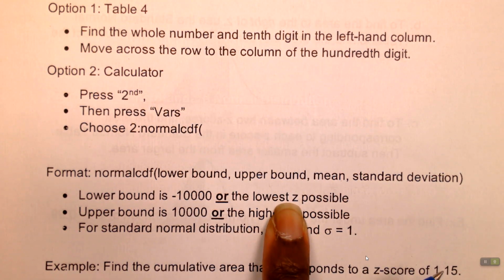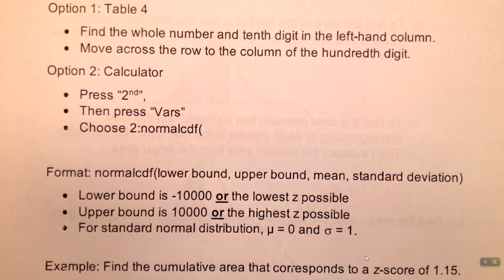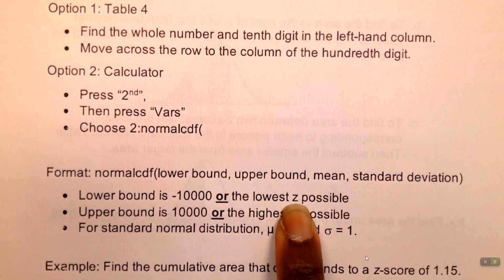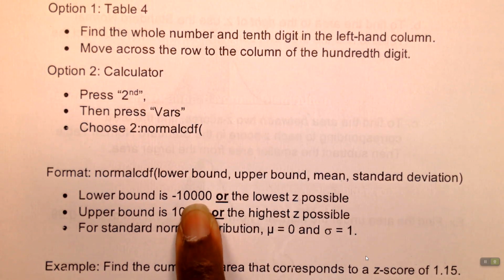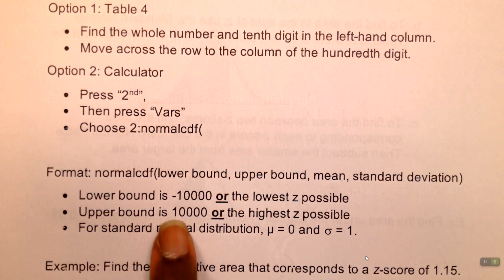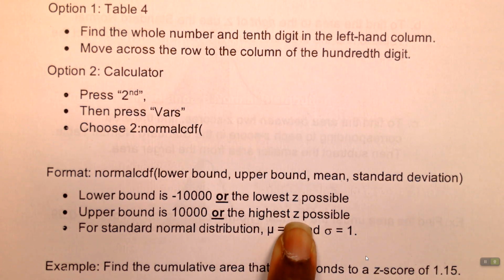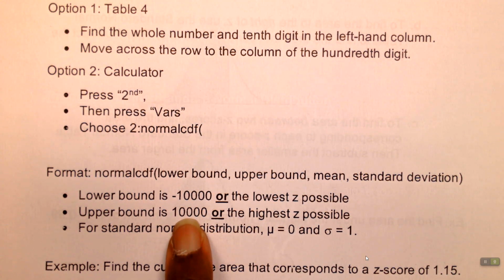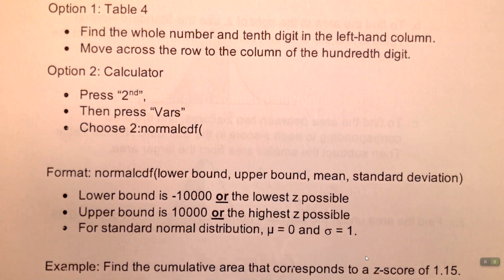If it tells you to start in a specific part and then go to the right, then you're going to put your lowest z-score in there. But normally we're going to use this. Upper bound is where you're going to tell it to stop. So normally you're going to put your z-score in for your upper bound. If we're stopping on the right and we don't have a stopping point, we're going to put in 10,000. So we have to tell the calculator to start and stop somewhere. And if it's just a shaded region where it's starting or stopping, we're going to put that 10,000 in there.